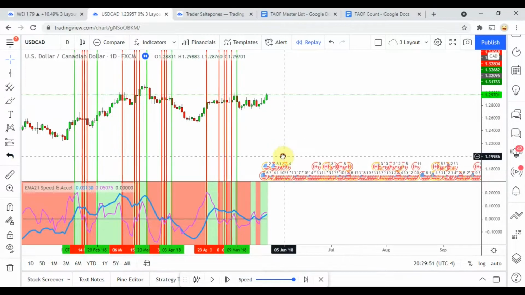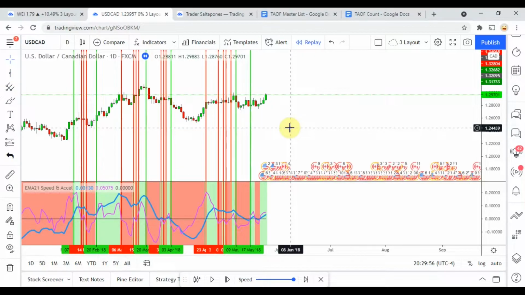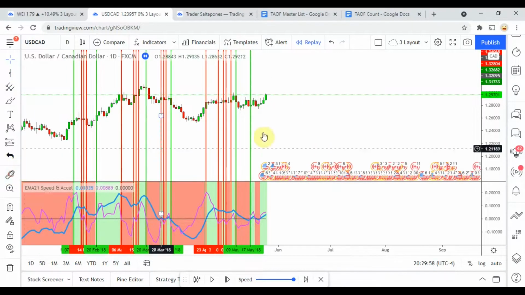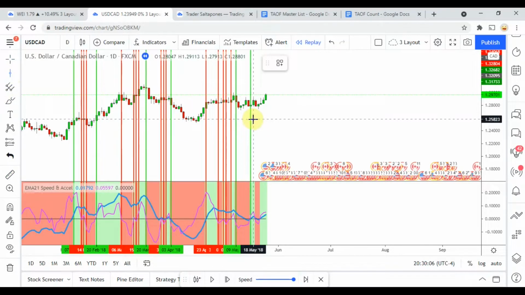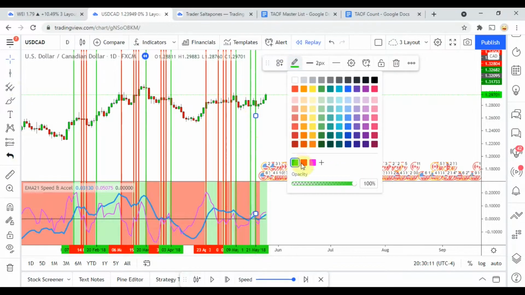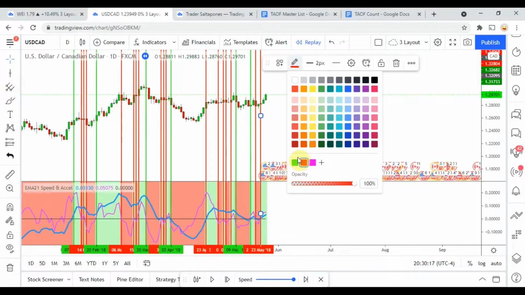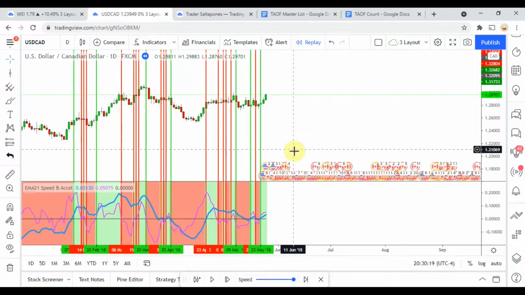So then right here we pick up a long. We might have actually gotten to take profit on that one. Let's double check. Yeah, we did. Then a short right there. That one's gonna get us stopped out. And a long right there. That one jumps up pretty decent there, getting us to take profit.